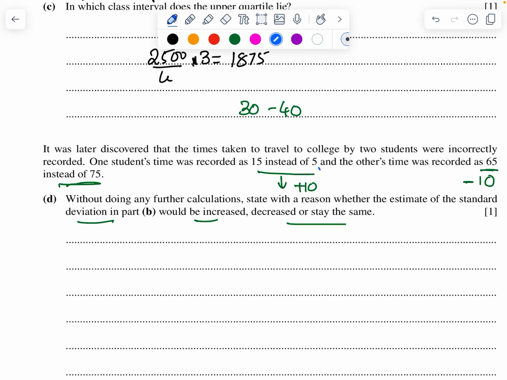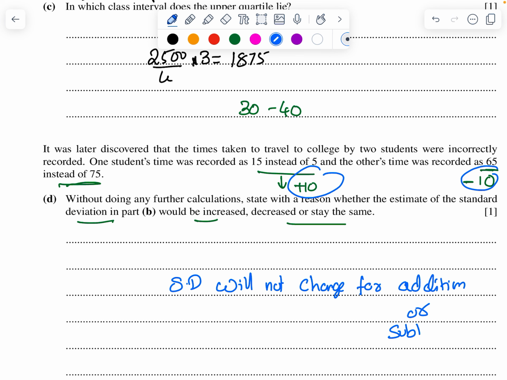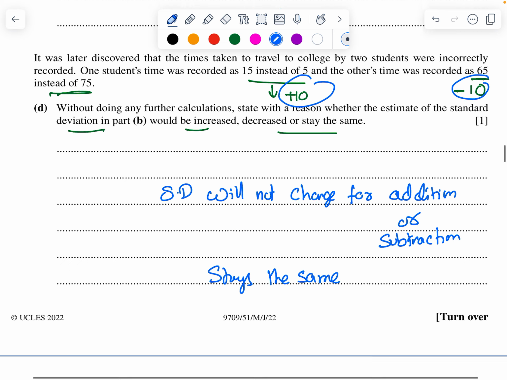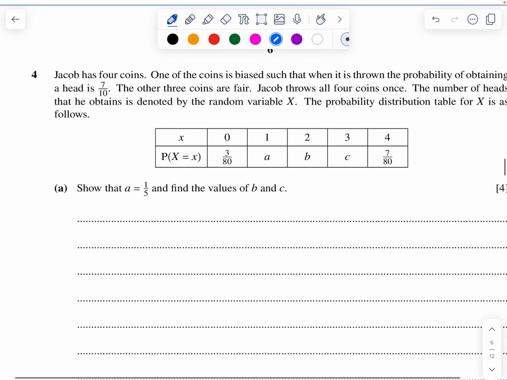Standard deviation will not change for additions or subtractions. So therefore, it will remain the same. Stays the same. Question number 4.